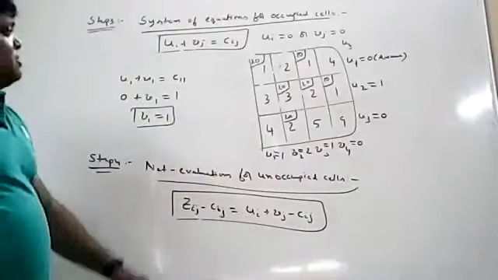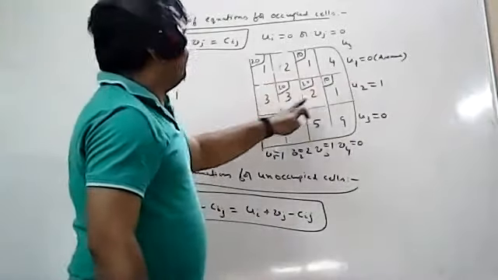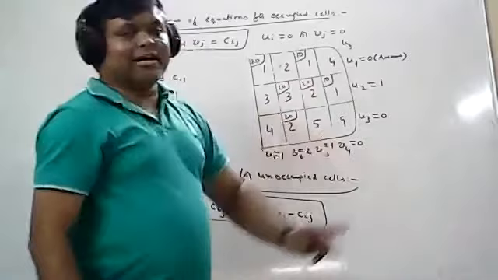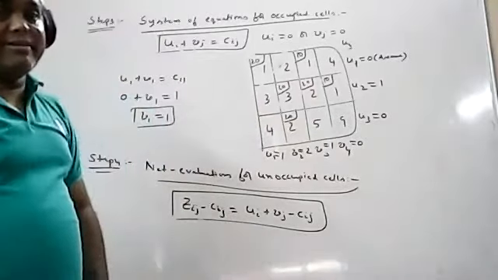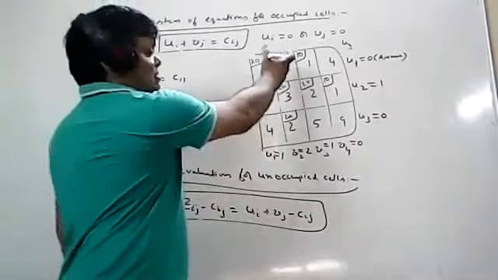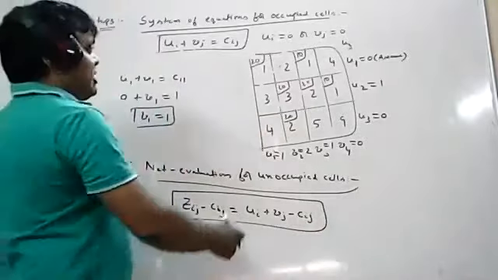Unoccupied cells you have to apply. So how many unoccupied cells are there? 1, 2, 3, 4, 5, 6 unoccupied cells are there. So for 6 unoccupied cells, you have to calculate the net evaluation and you have to represent it in the lower right corner. So I will calculate the first one.